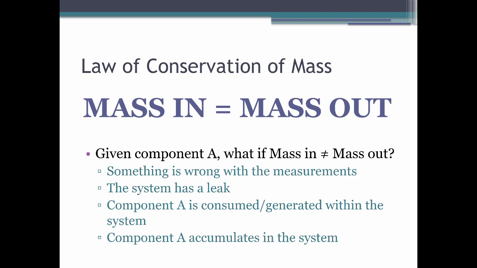So first, you need to check if something must be wrong with my experiment. The system must have a leak. Or if you are just looking at a certain specific component, for example glucose, the component can be consumed or generated in a reaction. For example, the glucose is consumed by the bacteria in the system. So at the end, it disappears during the process. Or there is accumulation. Usually, if you look at continuous processes, there are accumulations in the system. So the volume of the system or the amount of matter in the system is not constant.